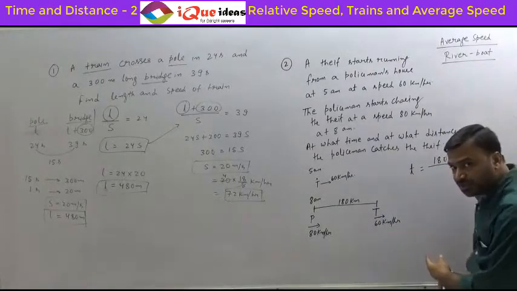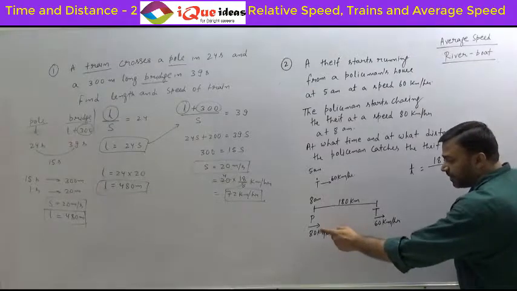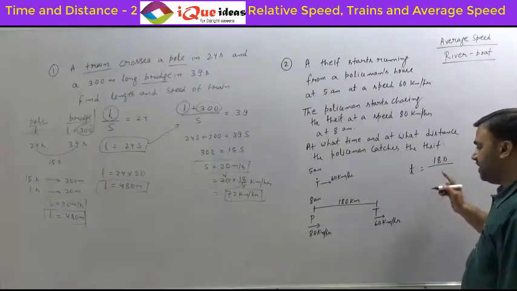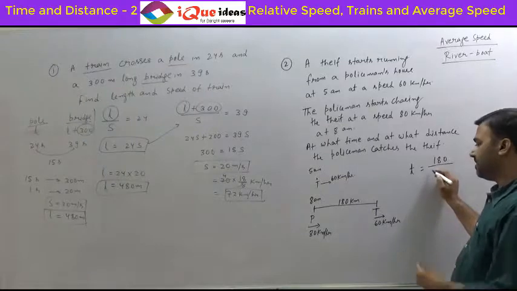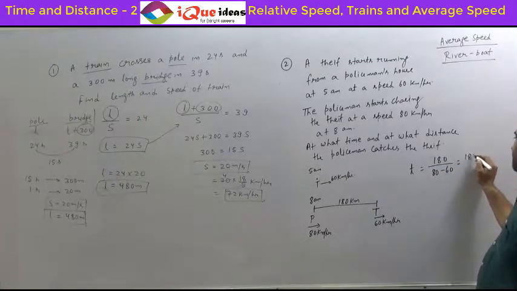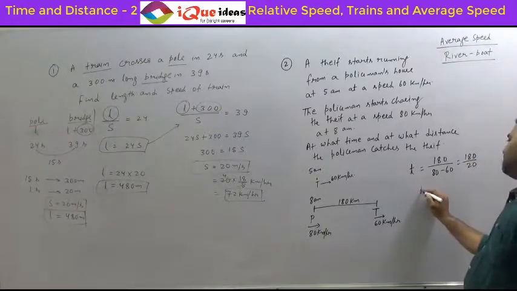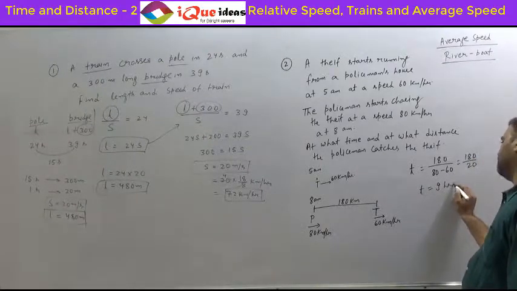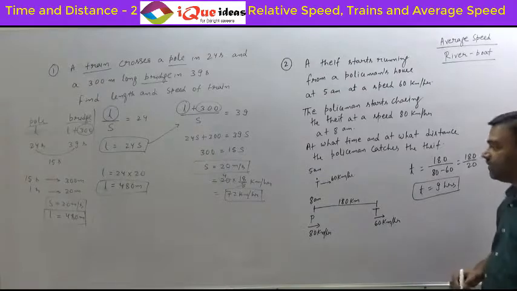Now they're running in the same direction. Will the meeting be possible? Yes, because the faster one is behind. So 180 divided by the relative speed, that is, for the same direction we have to subtract. So it is 80 minus 60. So it is 180 divided by 20. So time is equal to 9 hours. That means the thief will be caught after 9 hours.